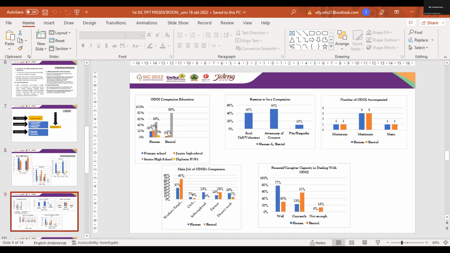Now about the ODGJ companion's education. In Bantul, 80% are senior high school, and in Sleman, 50%. About the reason to be a companion, 50%, both in Sleman and Bantul, is awareness of concern. About the number of ODGJs assisted, maximum 3. Main job of ODGJ companions: in Sleman, 37% workers, and in Bantul, 67%. About caregiver capacity in dealing with ODGJs, in Sleman 77%, and in Bantul 50%.